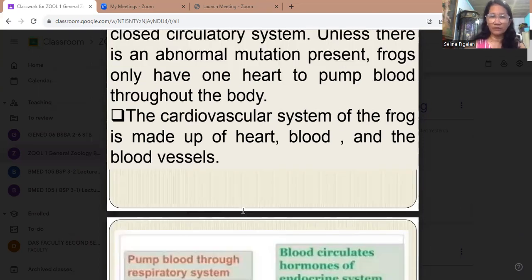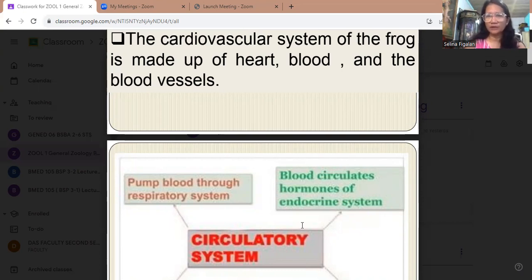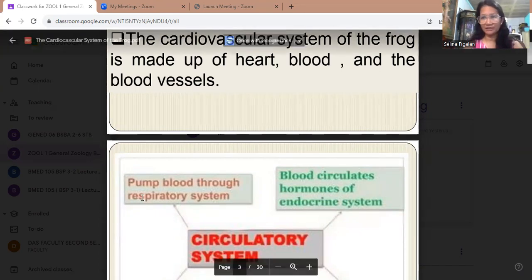But before that, let us first know about the functions of this circulatory system. Aside from cardiovascular, you can call this a circulatory system. But one of the references I saw says that the circulatory system is divided into two: the cardiovascular and the lymphatic system. So I am focusing on the word cardiovascular. The function of this is to pump blood through the respiratory system.